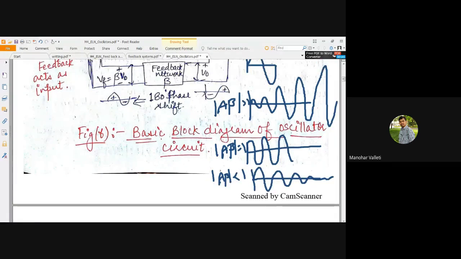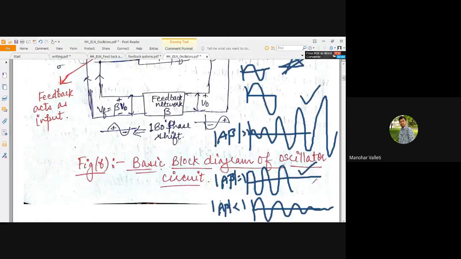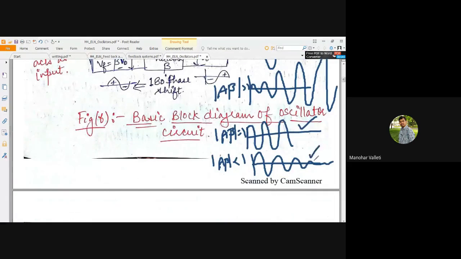So based on the loop gains, the output of this circuit will be increasing oscillations like this, or sustained oscillations like this, or decaying oscillations like this. So we will see that in coming discussions also. Ultimately, to get the sustained oscillations, the loop gain should be 1. Then only will you get the oscillations which are useful for us.